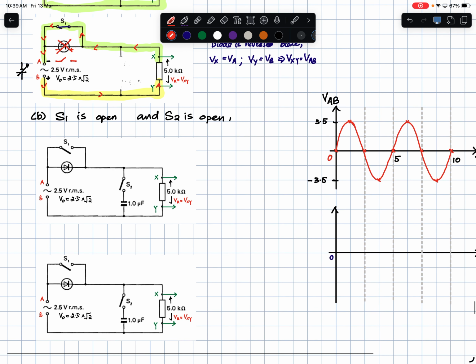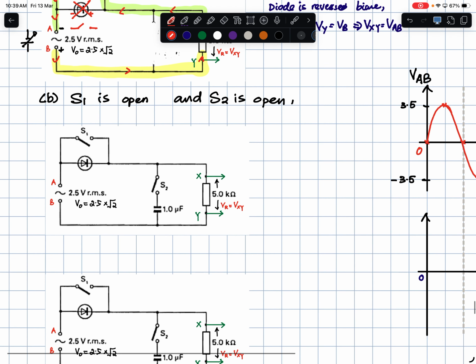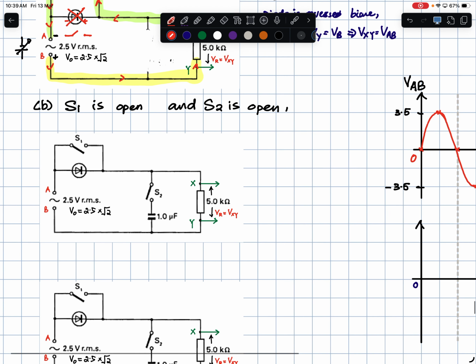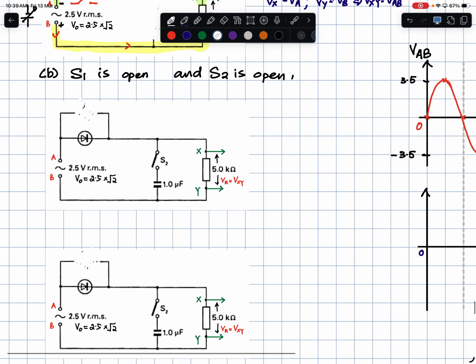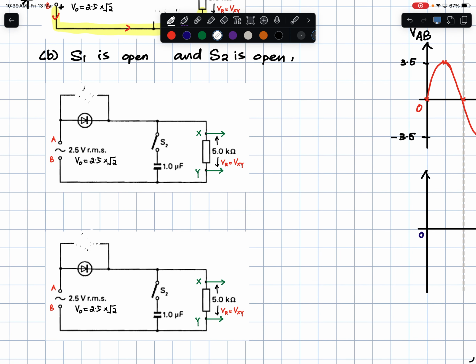What happened? S1 is open, S2 is closed. Okay, let's go fast on this one, because this one will be your half-wave rectified curve if you do this. So S1 is open, so I'll keep it open. So this guy is dead, forget this guy. This guy is dead, forget this guy. Okay? And then S2 is also open, so this part of the circuit is redundant.